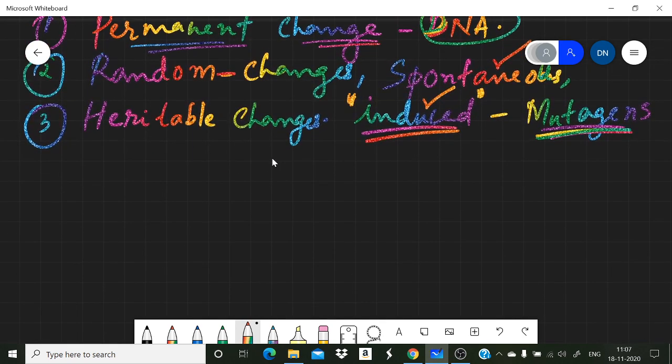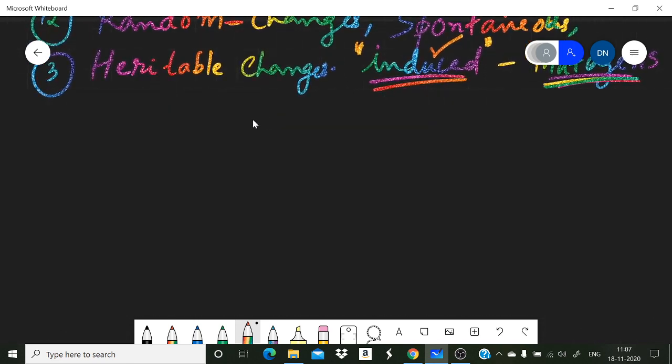These are heritable changes. Mutations can be inherited. If a mutation occurs in one generation, it can be inherited by the next generation, and carried on through generation after generation.